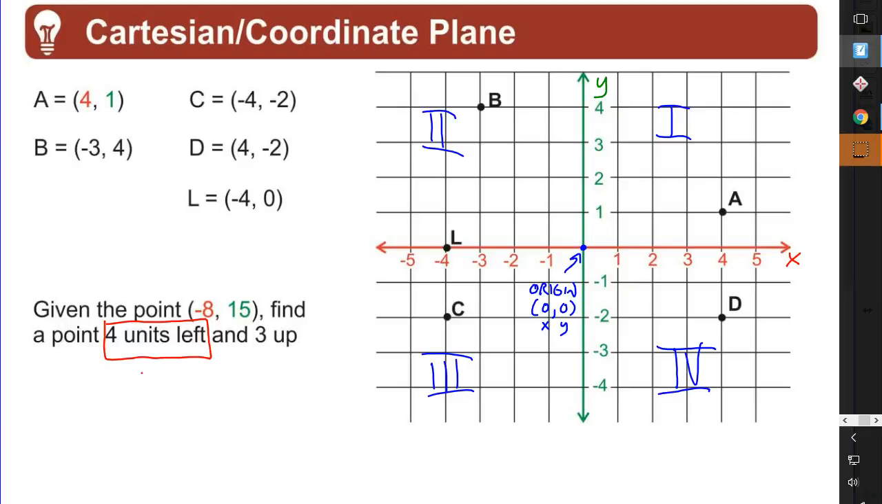So because of that, this says 4 units left. All right, left and right. Left is negative, and right is positive. So I want to go 4 units to the left from a negative 8. Where would I end up? Hopefully you're thinking at negative 12. Okay, there's the x coordinate. Now the y coordinate, I go up 3. When you're talking up or down, up is positive, so that's a positive 3. We had a 15. Where do we end up? At 18. Pretty simple problem if you understand that the x coordinate deals with left or right, and the y coordinate deals with up or down. All right, Cartesian plane, coordinate plane.